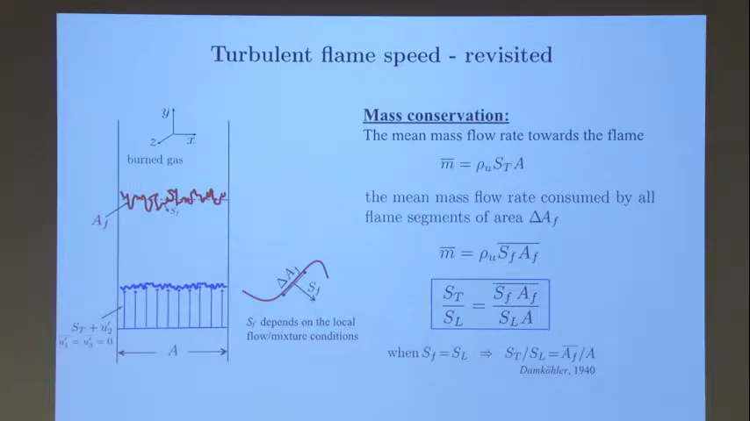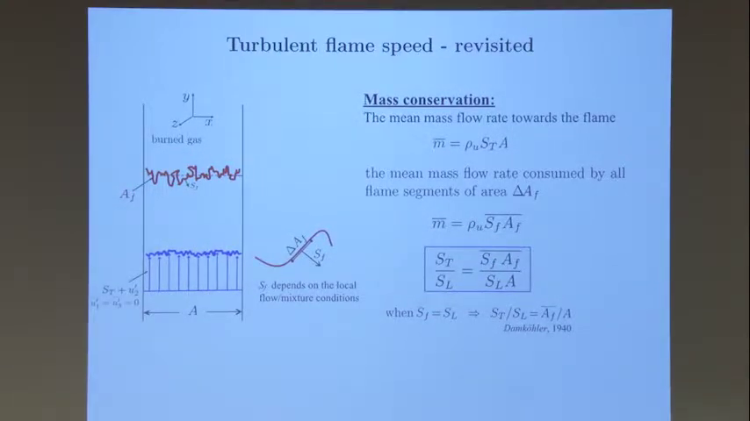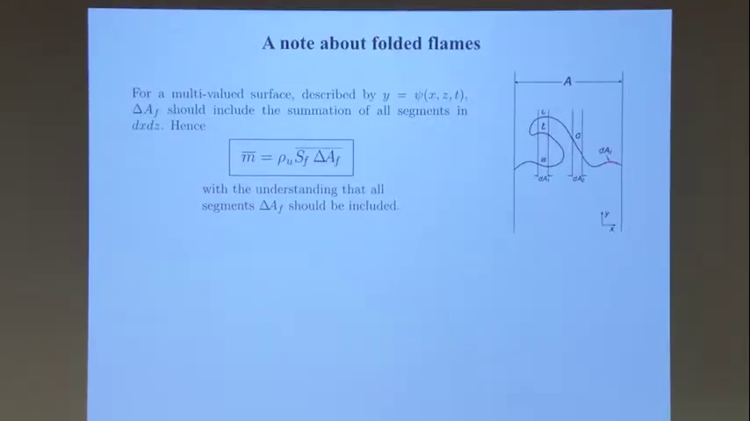But even without saying anything about stretch and Markstein lengths and so on, what you see when you make the same argument as Damkohler is that the consumption of the local segment is going to be rho u, and then the average of SF multiplied by this delta AF. So when you take the average over the whole flame surface, it's going to be the mean of the product divided by SL A, and it's only true to remove SF from the mean when it is a constant. Otherwise, the point is that there are contributions to the turbulent speed other than just the area ratio, and those could come from the flow field and, in what we are going to use, the effect of stretch and mixture fractions.